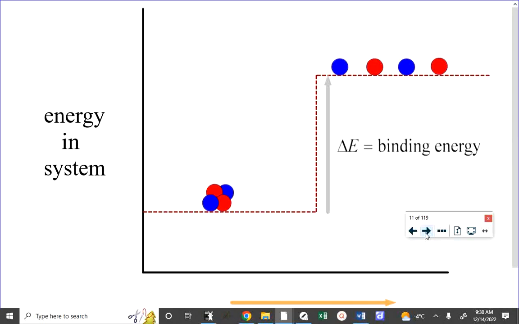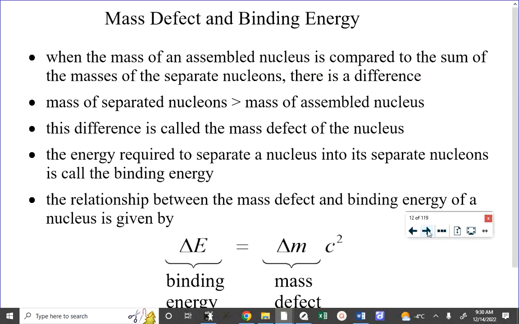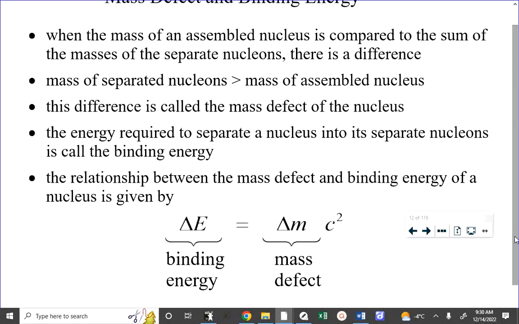The only other thing you need to complete this picture is what's the relationship between the binding energy and the mass defect. That's the relationship right there. It's Einstein's theory of relativity. Delta E equals delta m c squared.